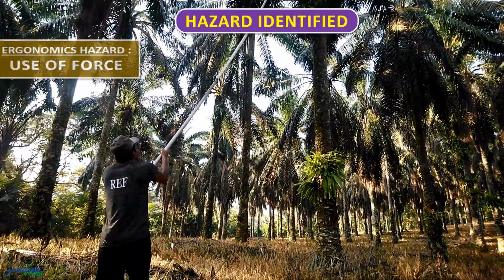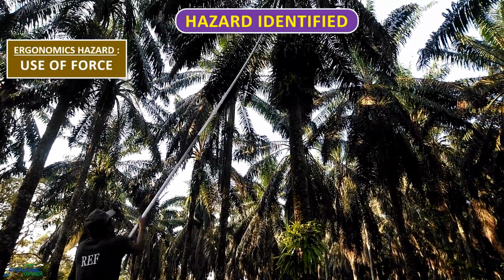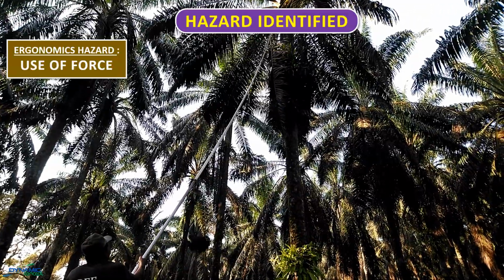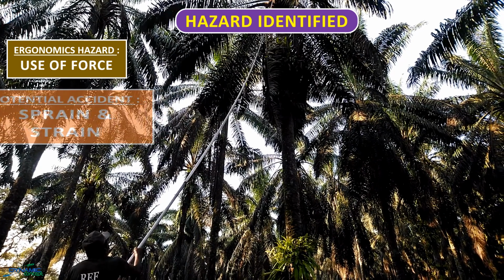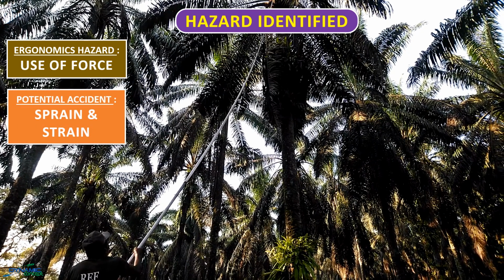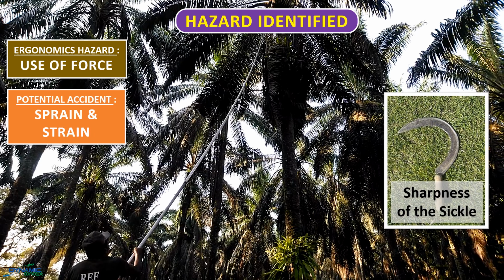Force is required when the workers pull the pole to cut down the fruit bunch and fronds. Greater force is required if blunt sickle is used. This can cause sprain and strain to the muscle and joint of the hand. Sickle should be maintained sharp so that undue force is not required to cut the fruit stalk.